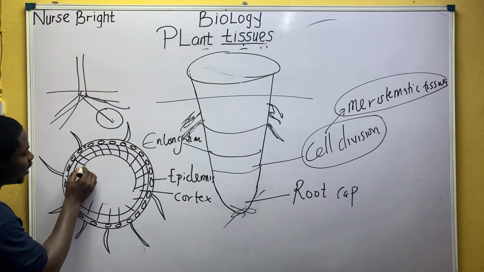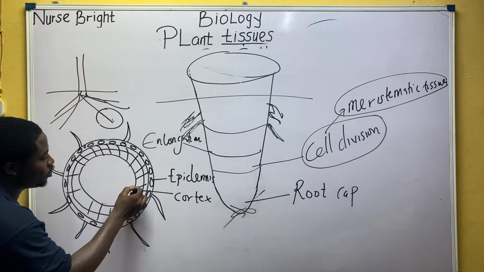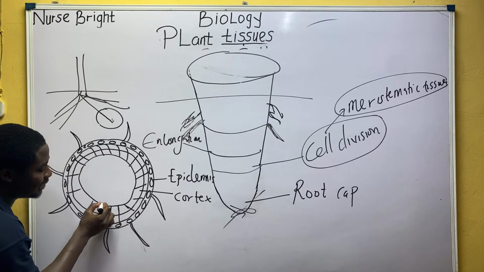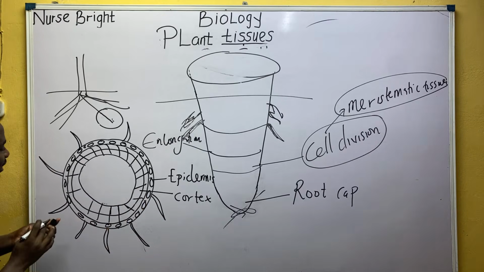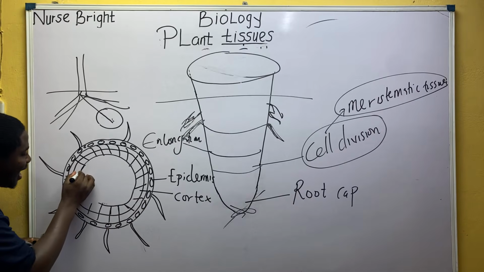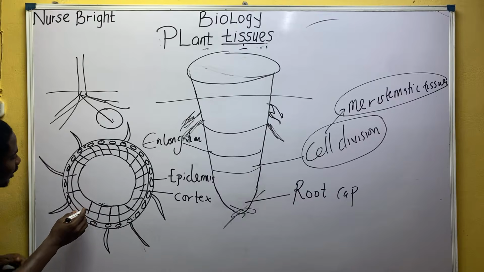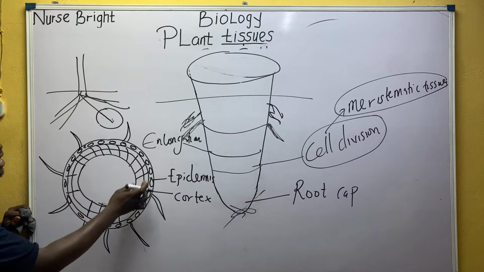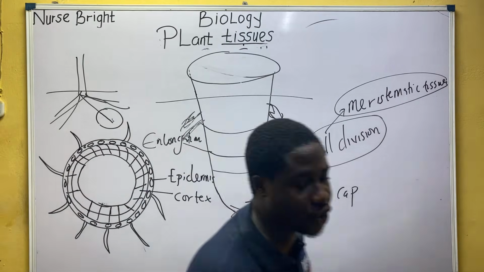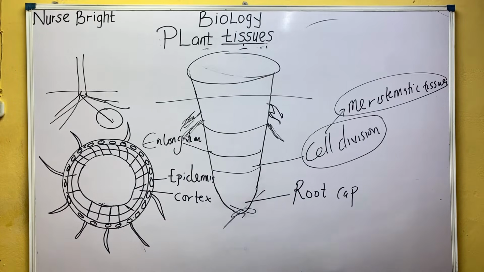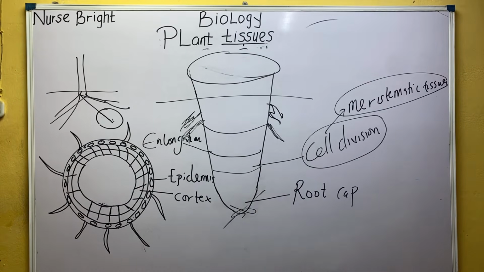I'm trying as best as possible to ensure that I draw it properly. I don't want to just draw on the board, because if I draw like that, you'll not be able to understand anything that's happening. So the next layer, the next ring after the epidermis is the cortex region of the root. What is the function of the cortex region of the root?